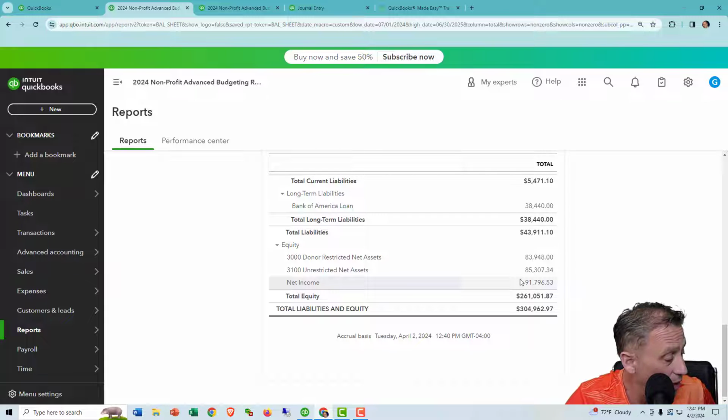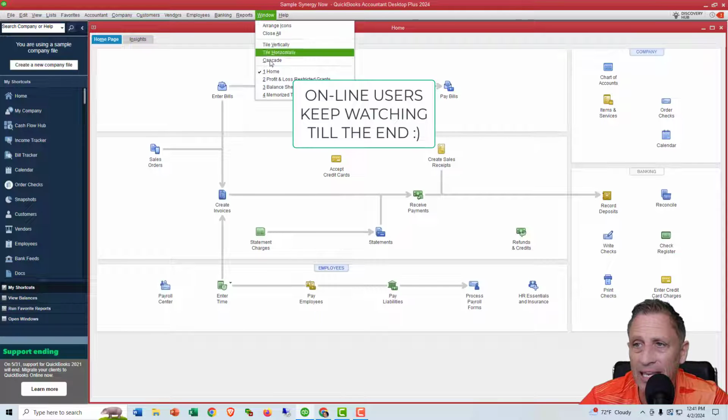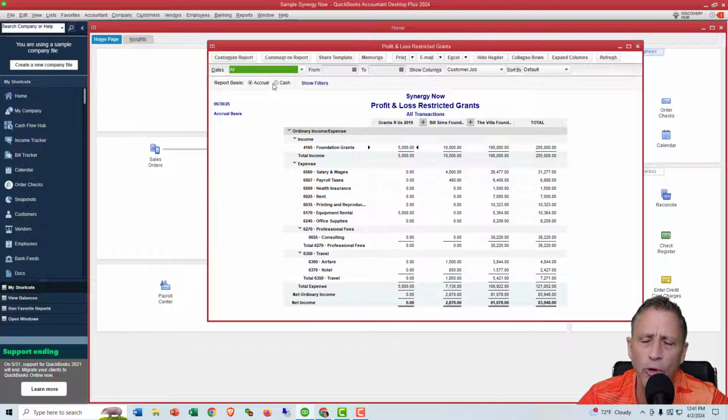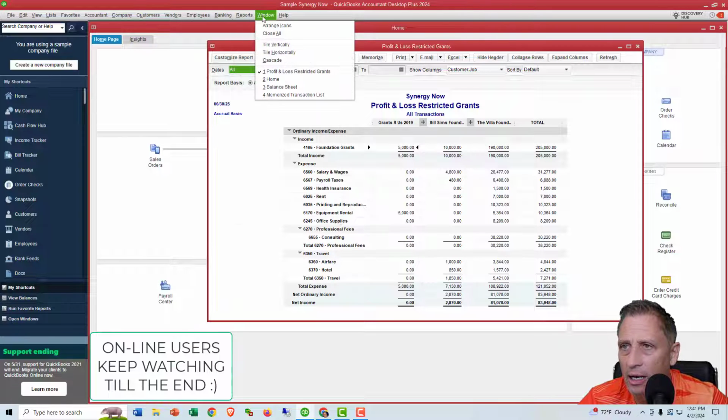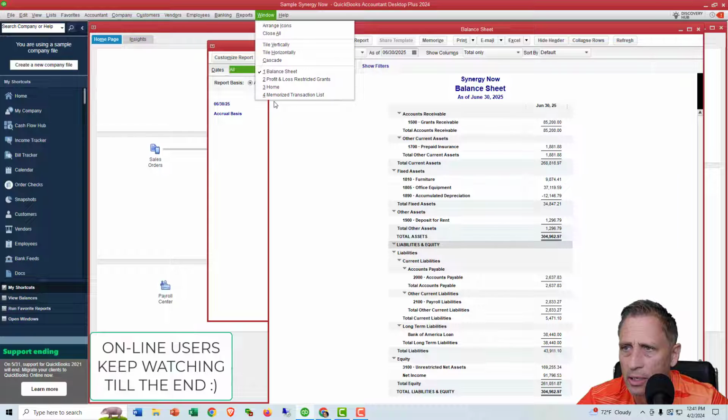Okay. If you are in the desktop version, let's just go back to the desktop version. The report that you would go to is a P&L for restricted grants. And I'm going to show people how to get this report and track restricted grants actually on Wednesday, Chronicle of Philanthropy. I'll show you how to sign up for it. But anyway, $83,948. Okay. And then I'll just go to the balance sheet. And where's the balance sheet? And you would just make the same journal entry in the balance sheet. I think I already have the journal entry pulled up.